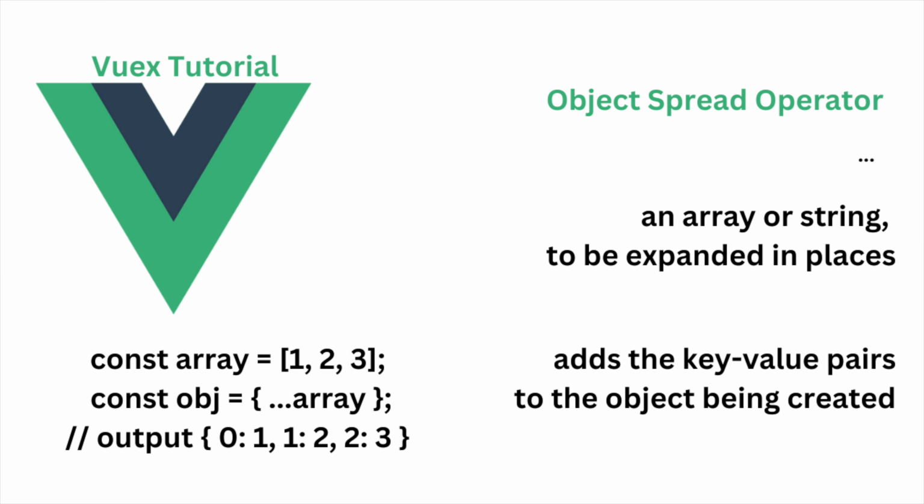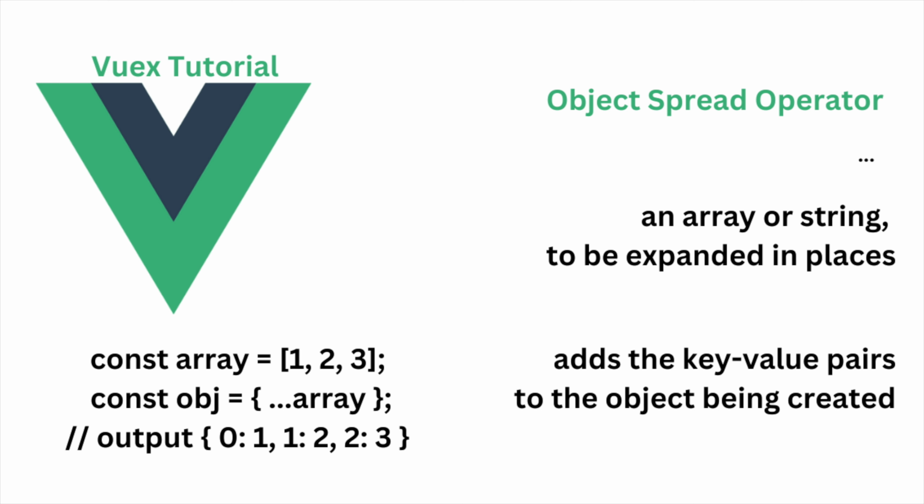So firstly, understand what the object spread operator is, and basically it's a JavaScript feature. So three dots, that's the object spread operator. After the three dots, if you pass an array or string, it will expand that. It will add key value pairs to the object being created. It will return one object. So here you can see, let's say const array, that is an array, and if I pass three dots with array, it's returning an object with key value pairs.